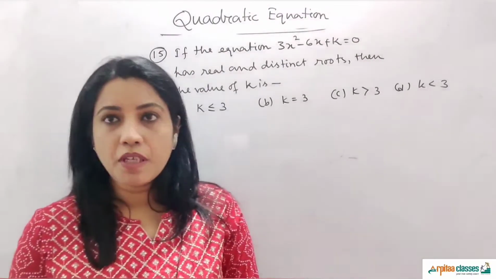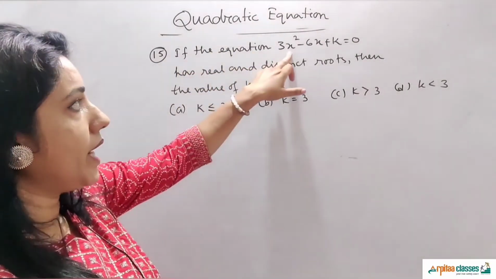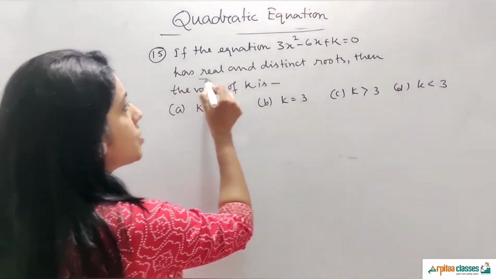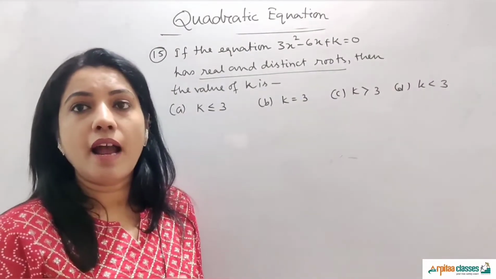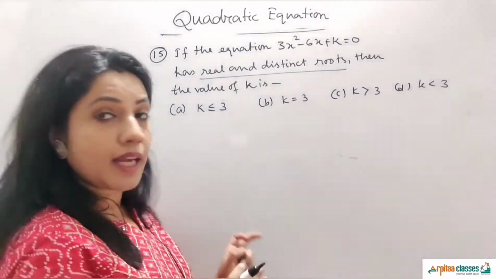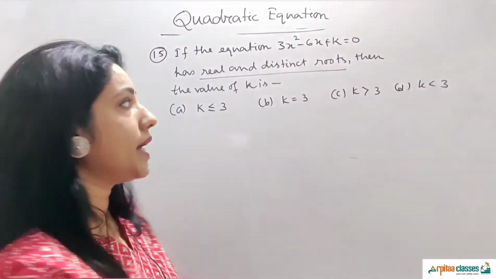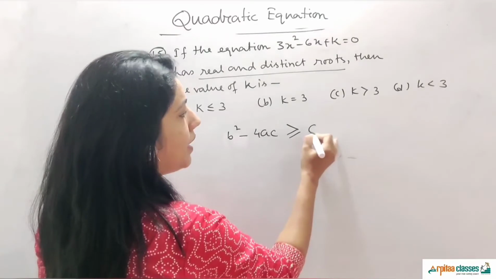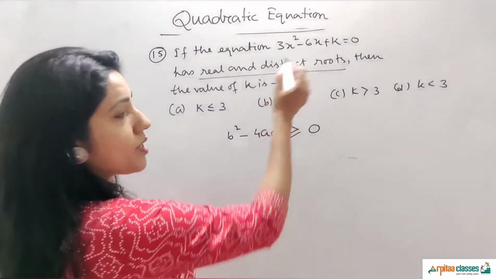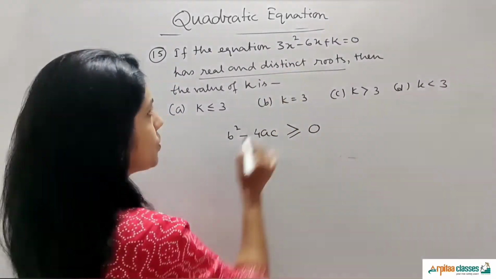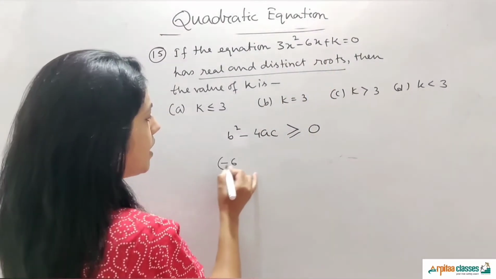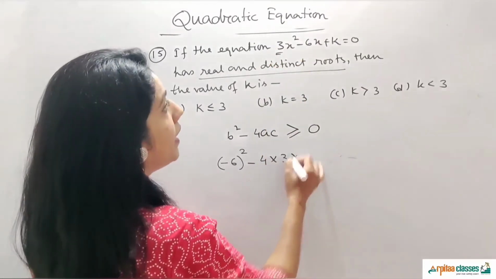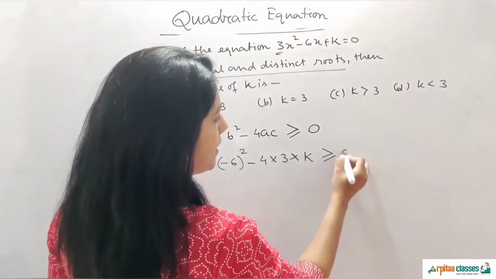So our next MCQ is, if the equation 3x square minus 6x plus k is equal to 0 has real and distinct roots. They are saying it is having real and distinct roots. So let us apply the criteria for real and distinct roots, and that is b square minus 4ac should be greater than equal to 0. So let us find out what is our b square minus 4ac from the equation. You have minus 6 as b, so minus 6 square minus 4 into 3, which is your a, into k should be greater than equal to 0.